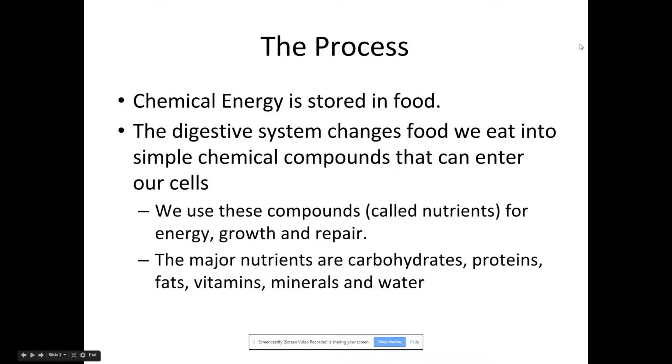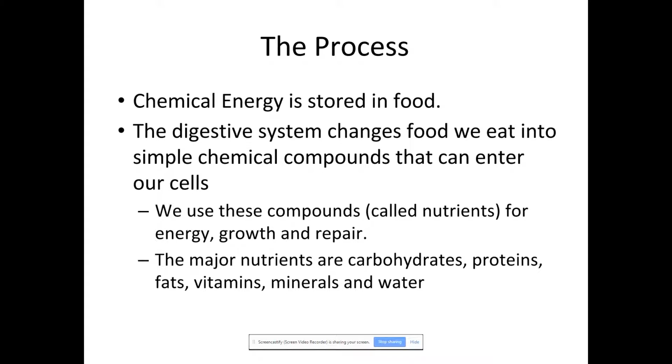So the process. Chemical energy is stored in food. We've talked earlier about thermal energy, kinetic energy, potential energy. Well, in food, we have chemical energy. There are different sorts of molecules held together by bonds within the food, and our digestive system breaks down these bonds, and that's where we get the energy from the food.